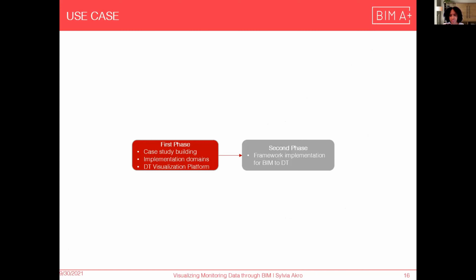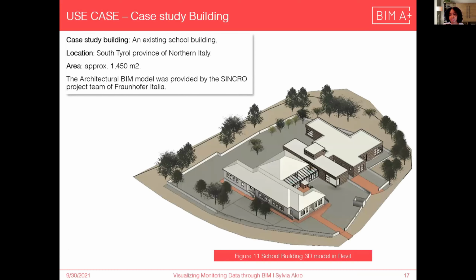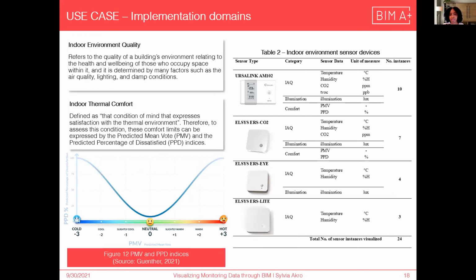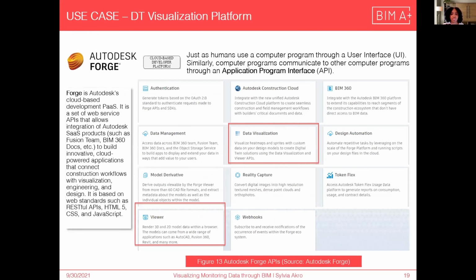For the first phase, this is the case study applied, which is an existing school building in North Italy. The implementation domains used were indoor environment quality and indoor thermal comfort. On the table here, we can see the parameters visualized and monitored in the field. The visualization platform provides a set of APIs, and the APIs we focused on were the data visualization and the viewer API.